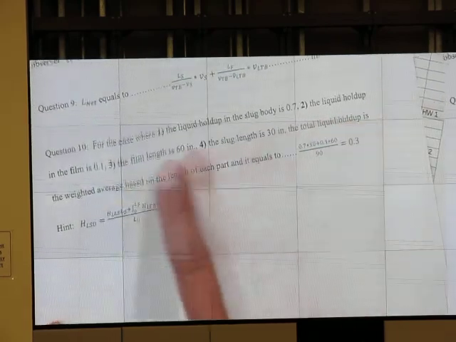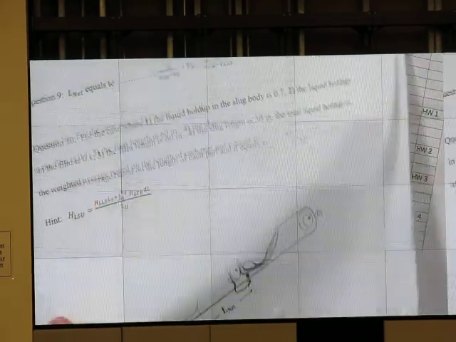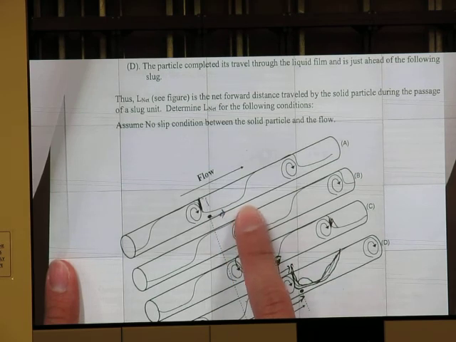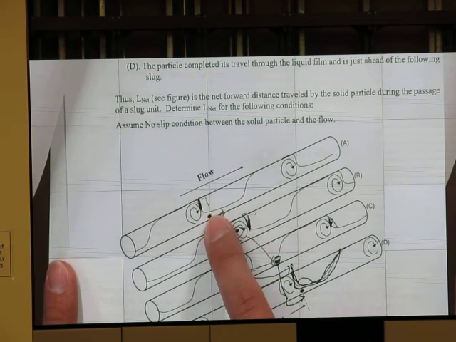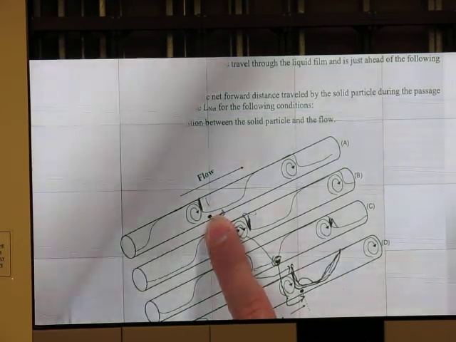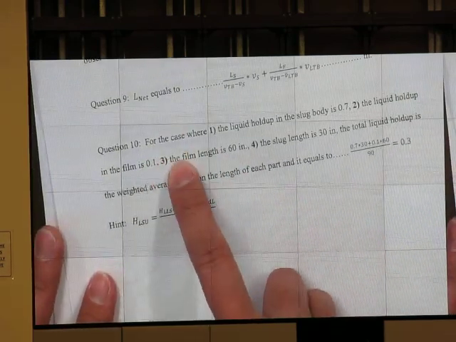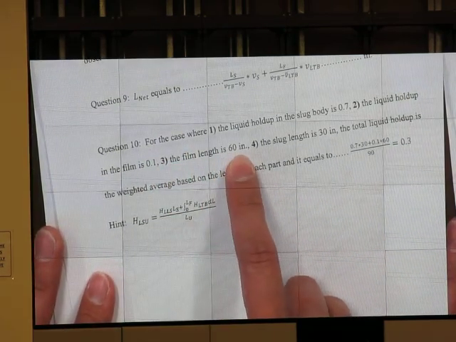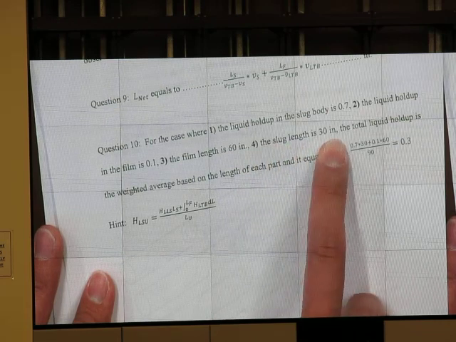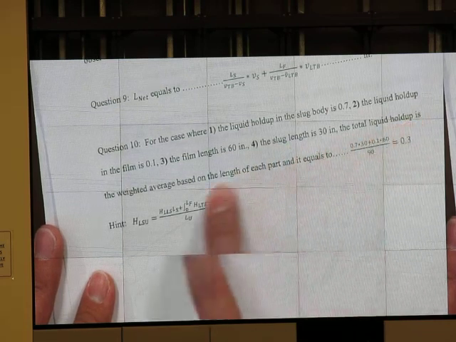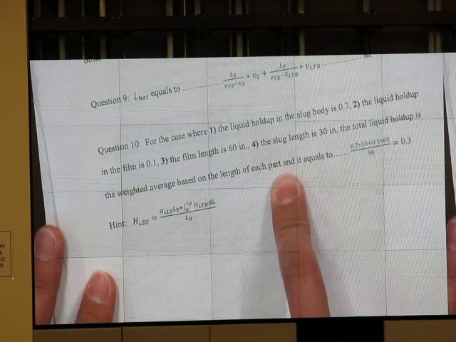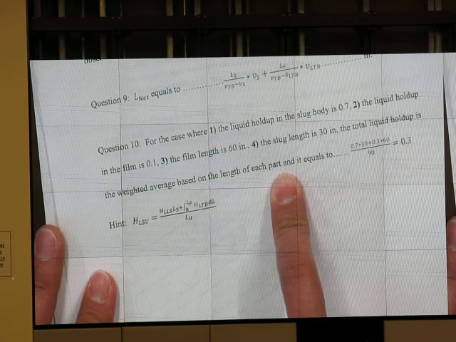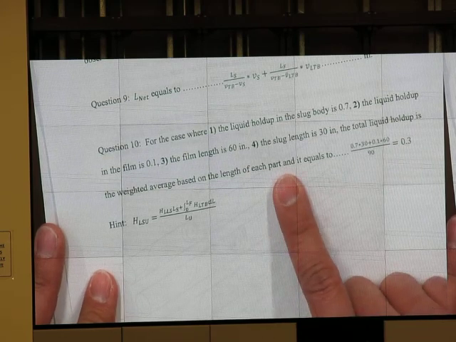The liquid hold up in the film is 0.1. So this means the amount of liquid by volume in the film part is 10%. Gas is 90%. So liquid hold up is 0.1. Okay. The film length is 60 inches. The slug length is 30 inches. The total liquid hold up is the weighted average based on the length of each part. So how do I find the total liquid hold up? I do the weighted average based on the length of each part.